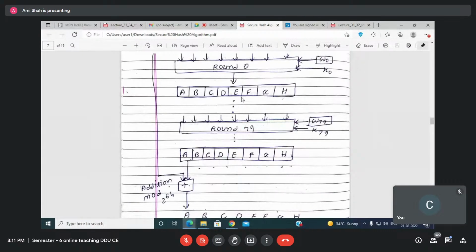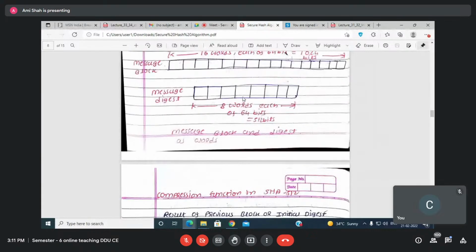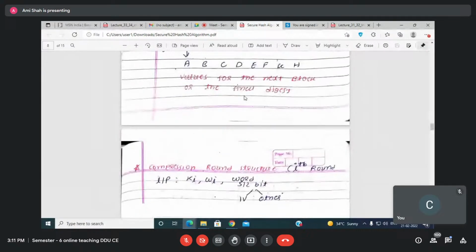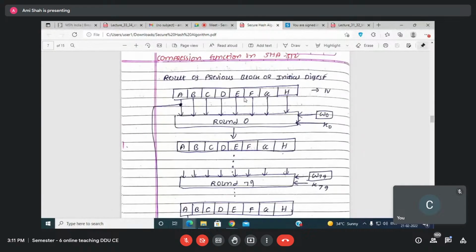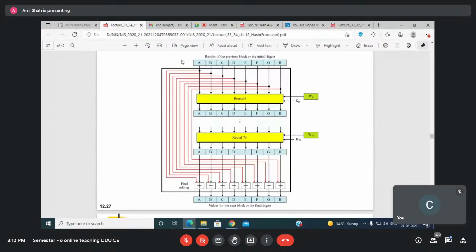Okay, now what happened? See here. Now again a question arises in your mind, everyone. From this initial digest, if I am applying round number 0, then how am I achieving this A to H? After round 0 how am I getting the result, after round 1 how am I getting it? This is my initial digest, right? When round 0 is applied, what I give as input is W0, that is the word, and some constant.